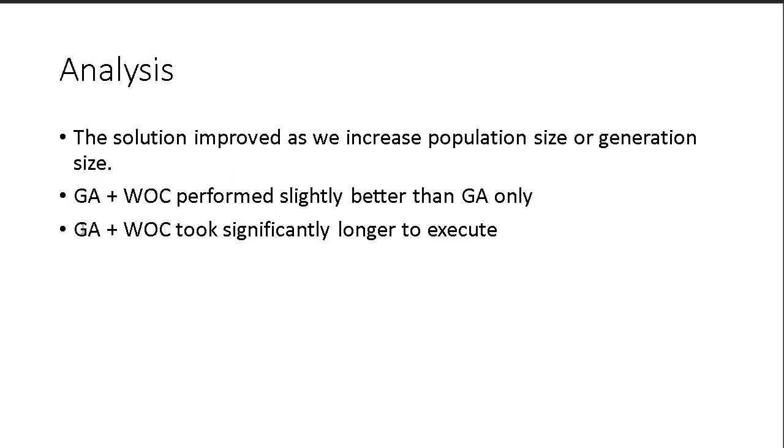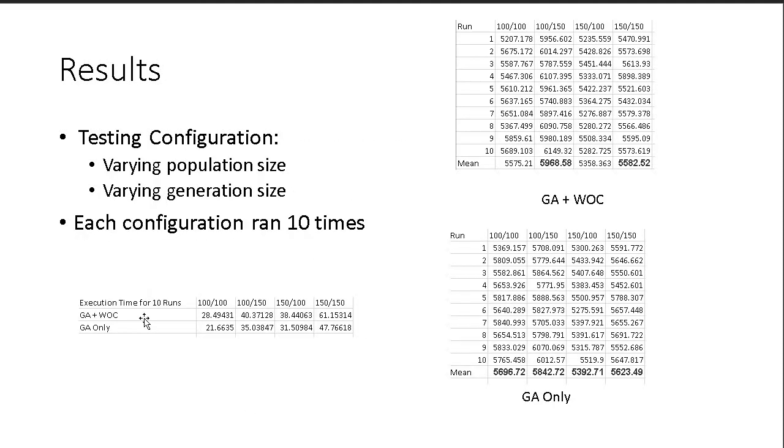However, one thing that was definitely consistent was that GA plus wisdom of crowd took significantly longer to execute, as you notice in this graph over here. Regardless of the configurations, the addition of wisdom of crowd adds extra time to the execution, which makes sense because GA plus wisdom of crowd includes GA but also performs an extra step, which is going to take extra time.